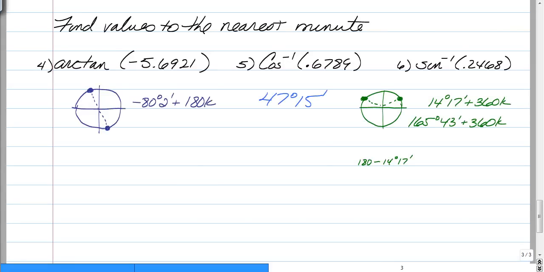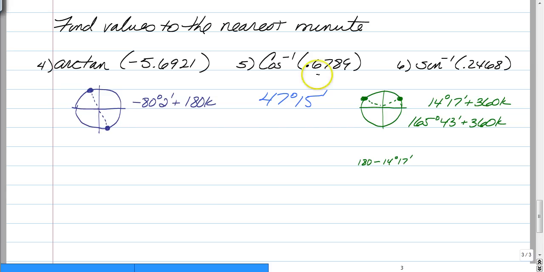So how did you do on the last 3? Arctan, so remember we're going to have multiple answers, but tangent only needs 1. So you're just going to type this in the calculator, change it to degrees, minutes, and seconds, and round to the nearest minute of negative 80 degrees and 2 minutes. So that's right here. And then all you have to do is add 180k, because the other time tangent is negative is right across from it in the other quadrant. So that's 180 degrees. No need for 2 answers. Just don't forget your 180k.